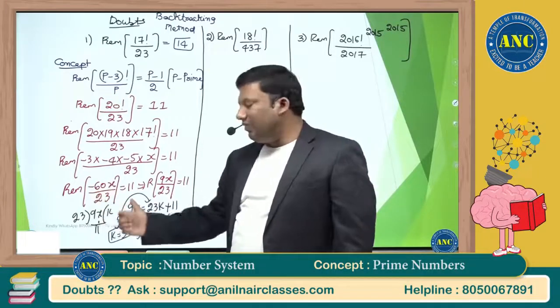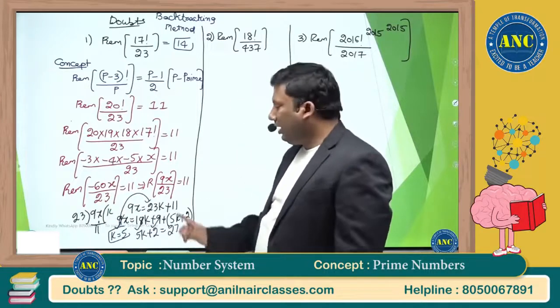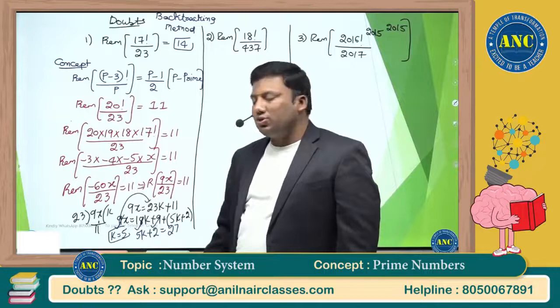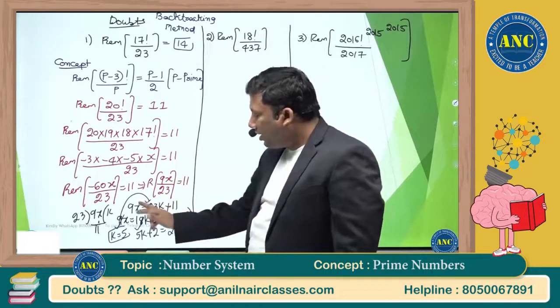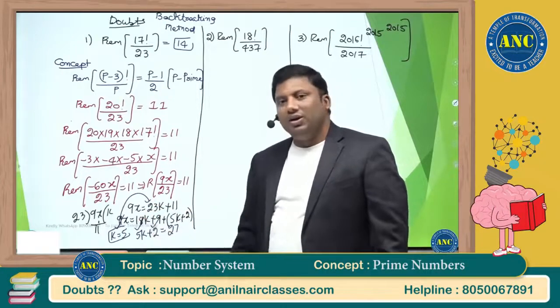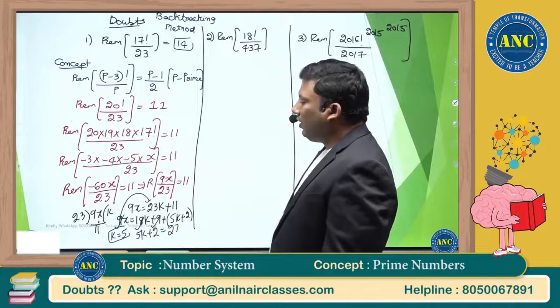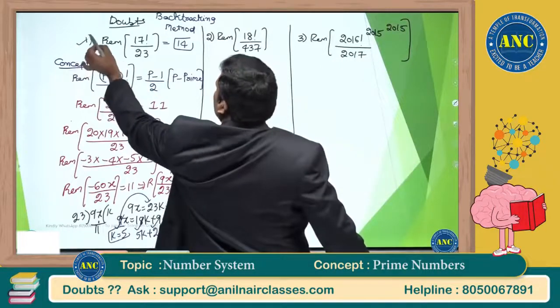Minus 60x divided by 23 is 11. 23 threes are 69, minus 9. Minus into minus is plus. 9x divided by 23 is 11. 9x is equivalent to 23k plus 11. The k value is 5. 9x is 126, x is 14. I hope the first doubt is clear.